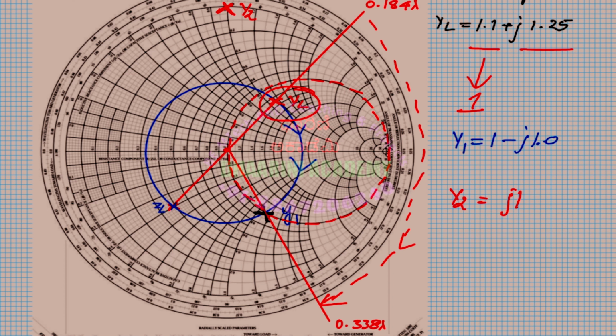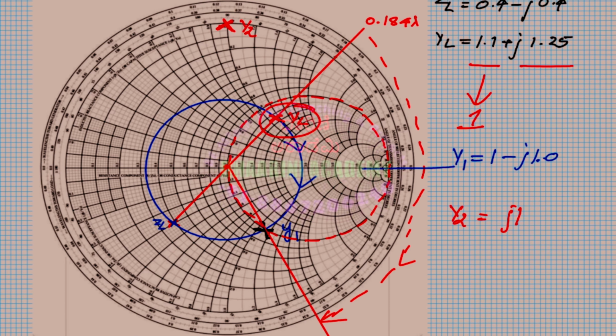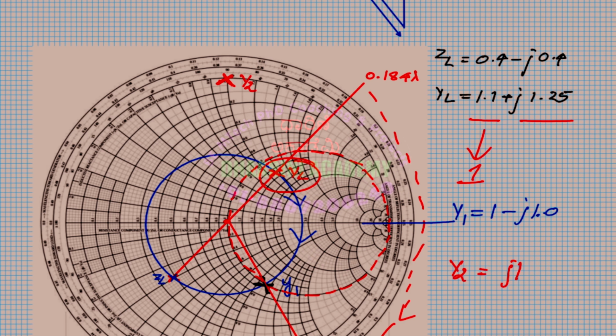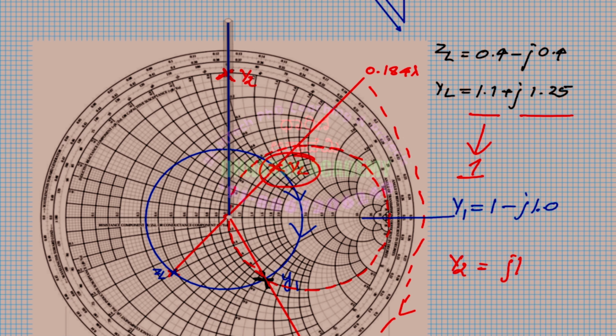The input of the stub is actually open circuited, correct? Input of this stub is open circuited. Open circuited means from where you will start. The open circuited point on my graph is this point, correct? So from here you start and move in such a way that you reach the Y2. I'll draw a line for Y2 as well so that this becomes easy for you. So this is my point. Now from here you start.